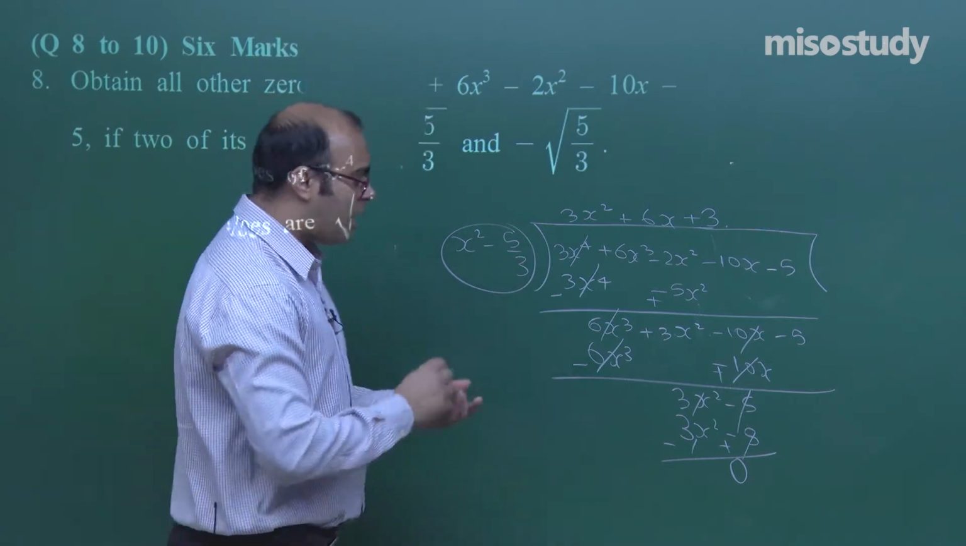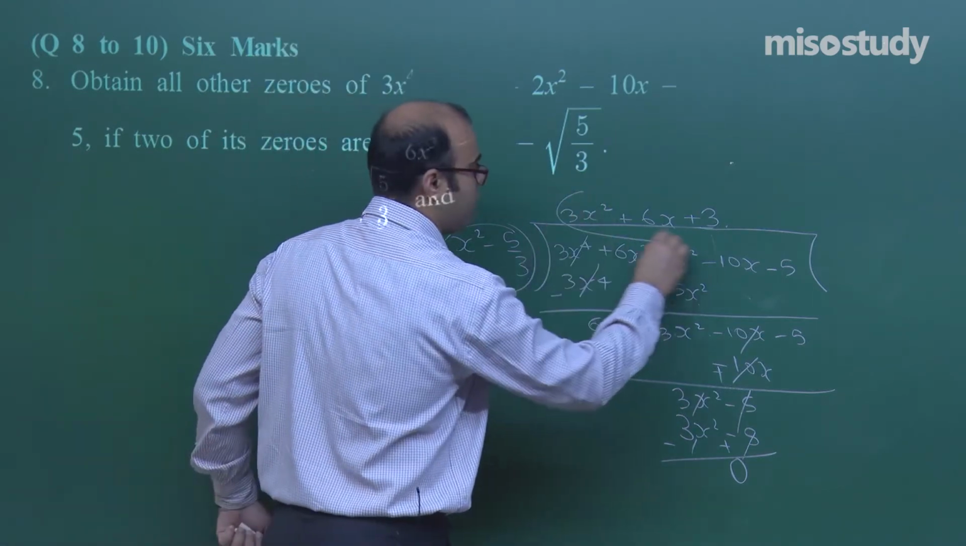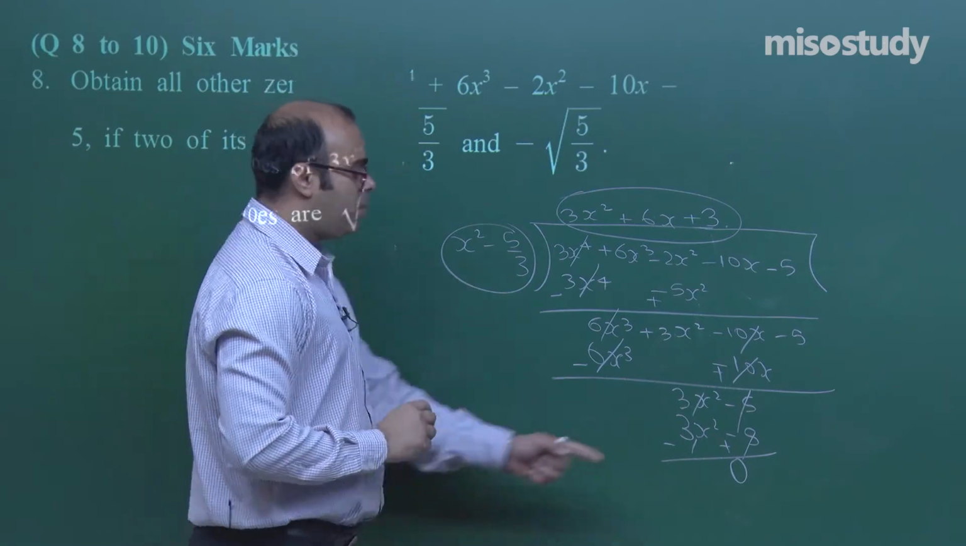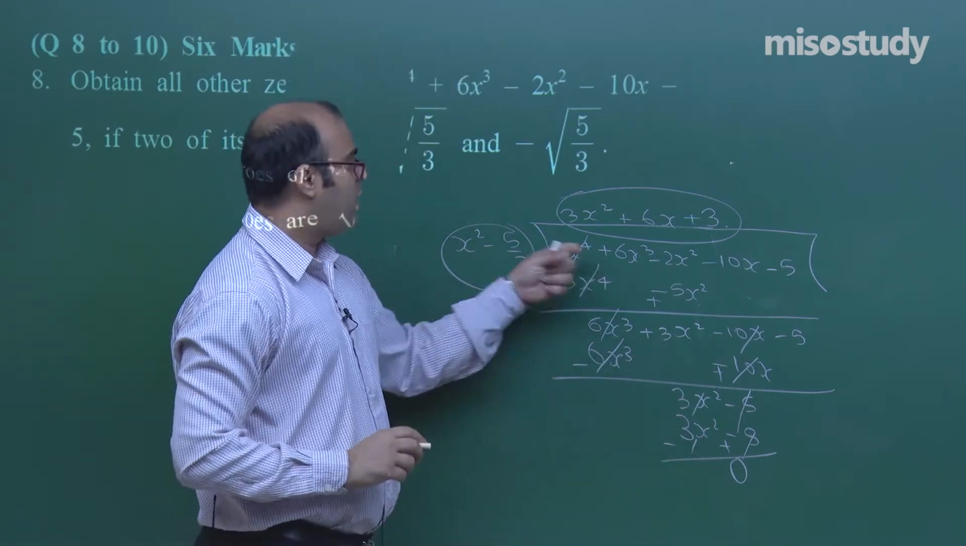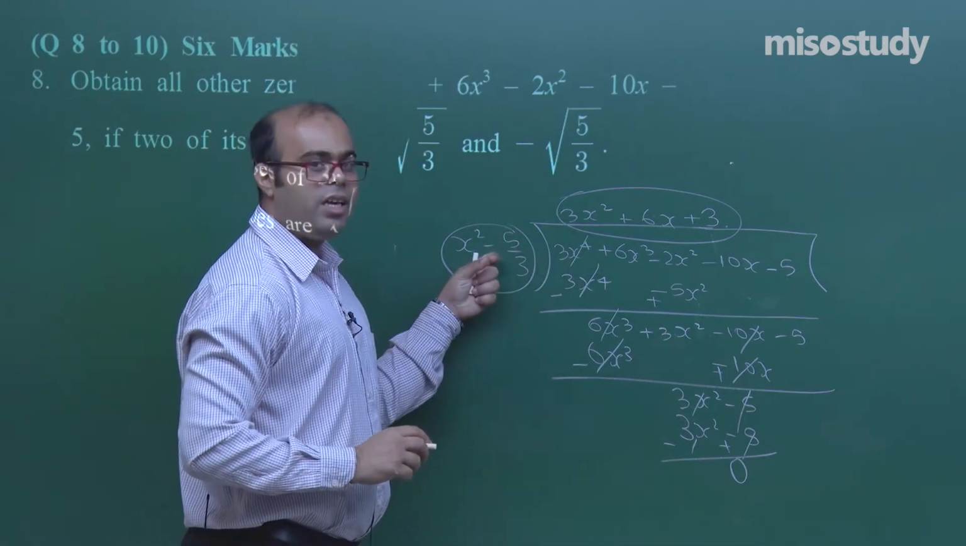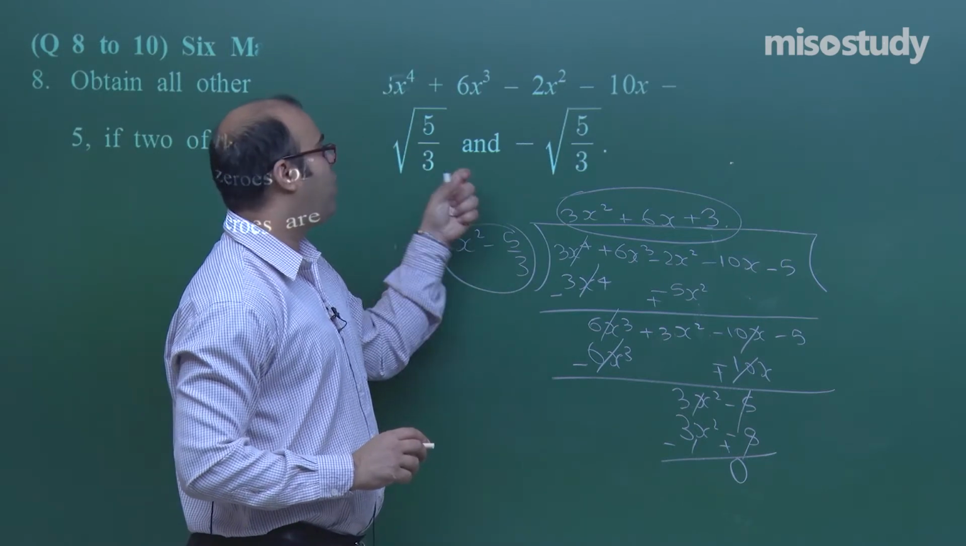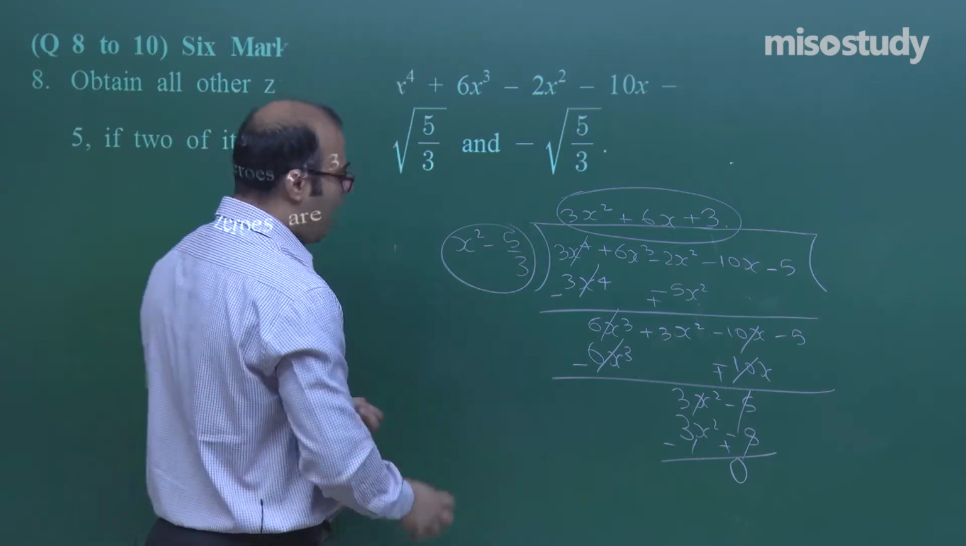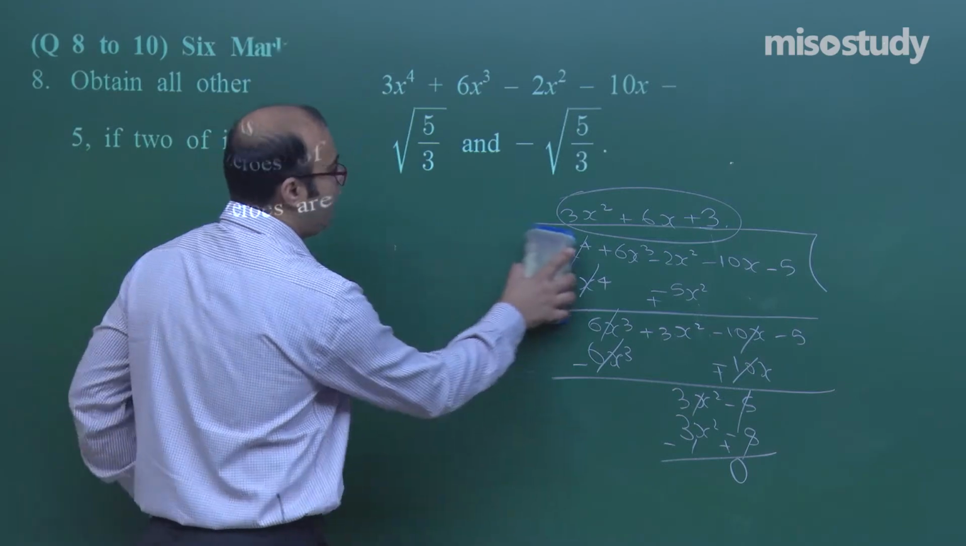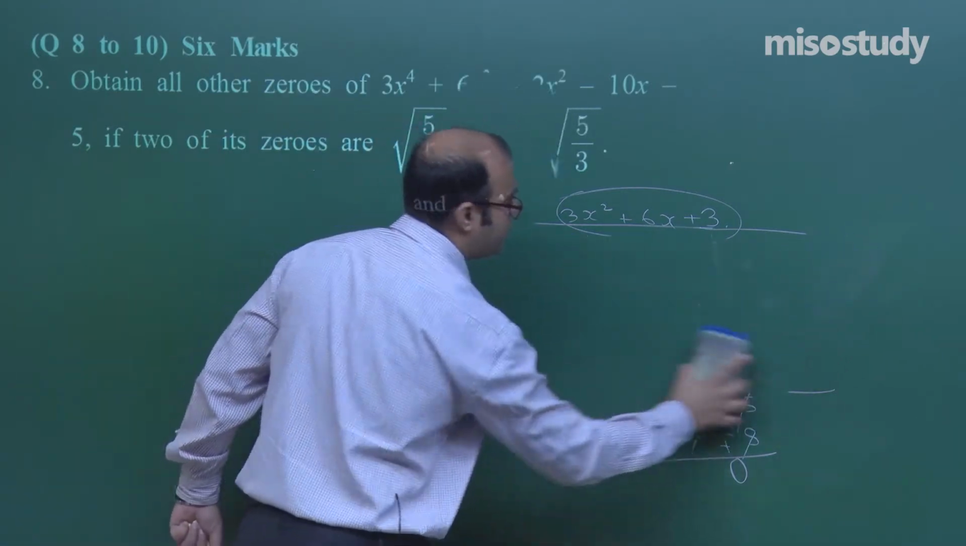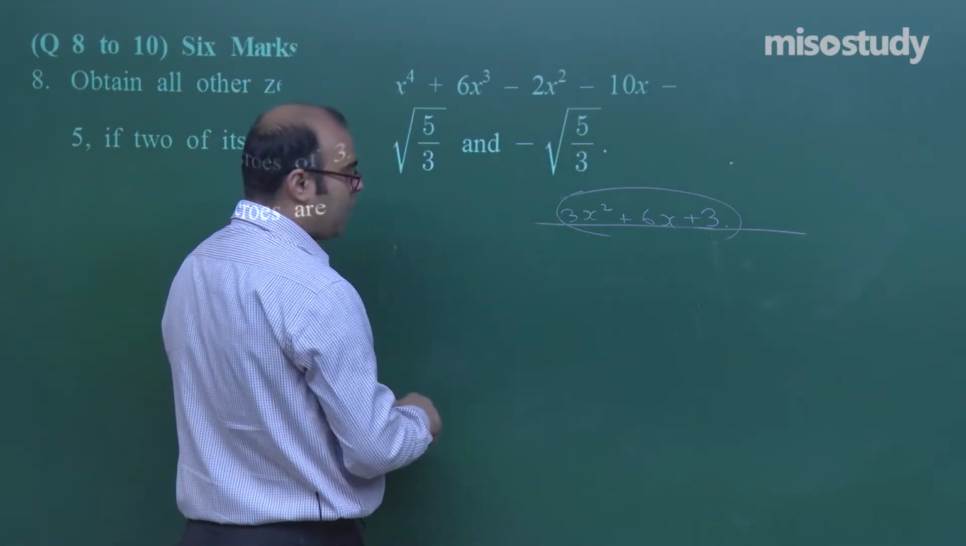Now the other factor is actually this divisor which we have obtained. As remainder is 0, this dividend is this into this. This is already given a factor because its roots are root 5 by 3 and minus root 5 by 3. Another factor which we are getting is this 3x square plus 6x plus 3. So can we get other zeros from here?